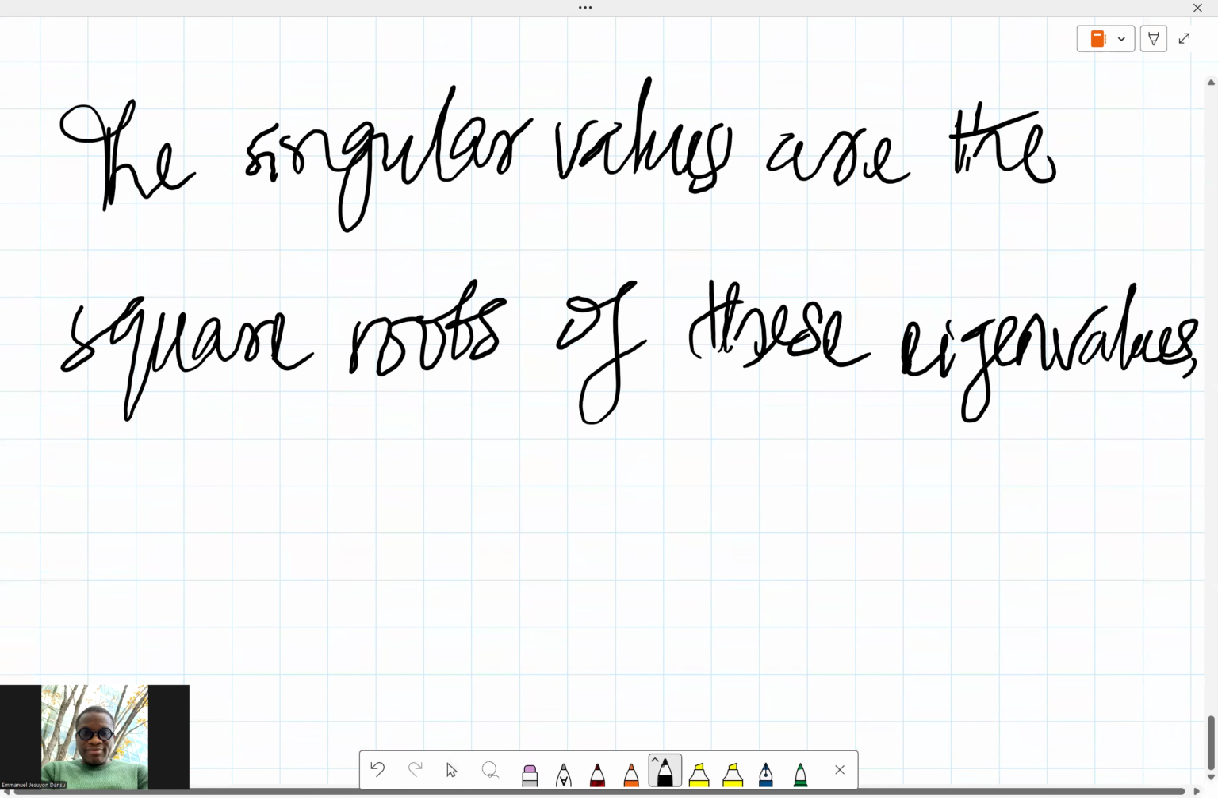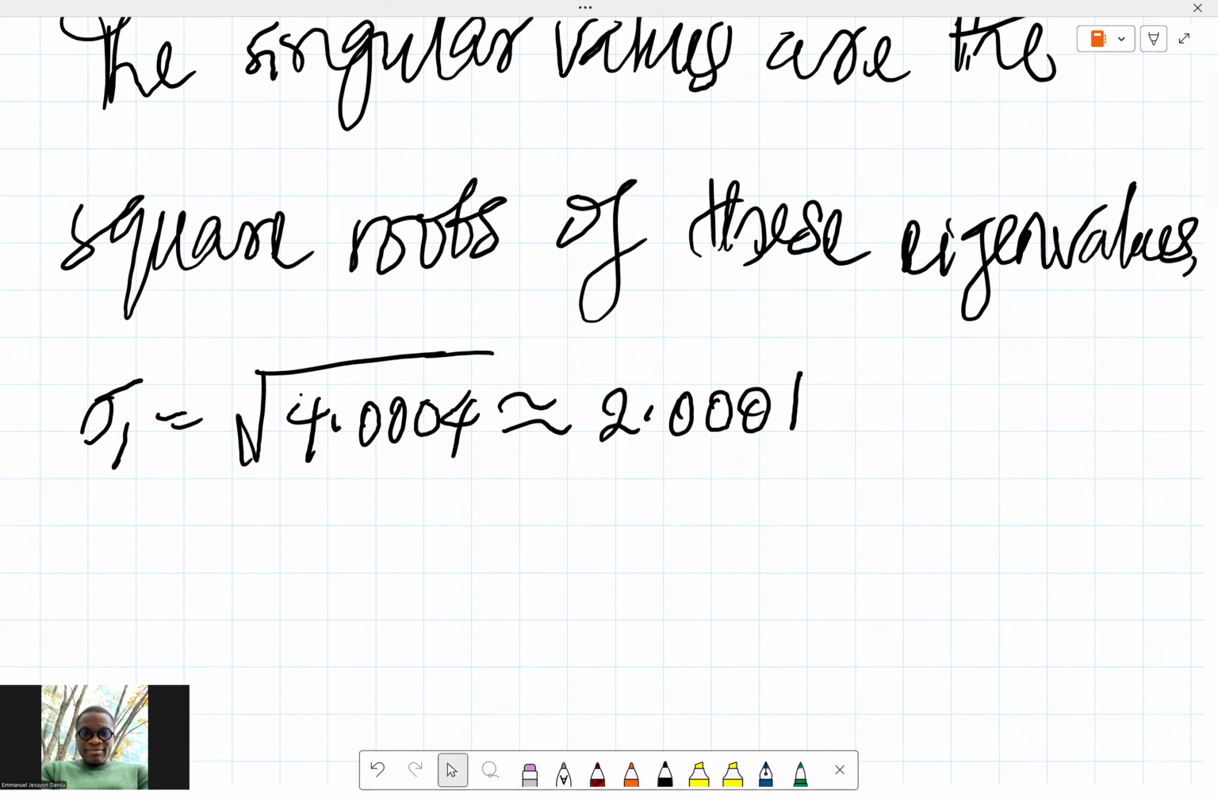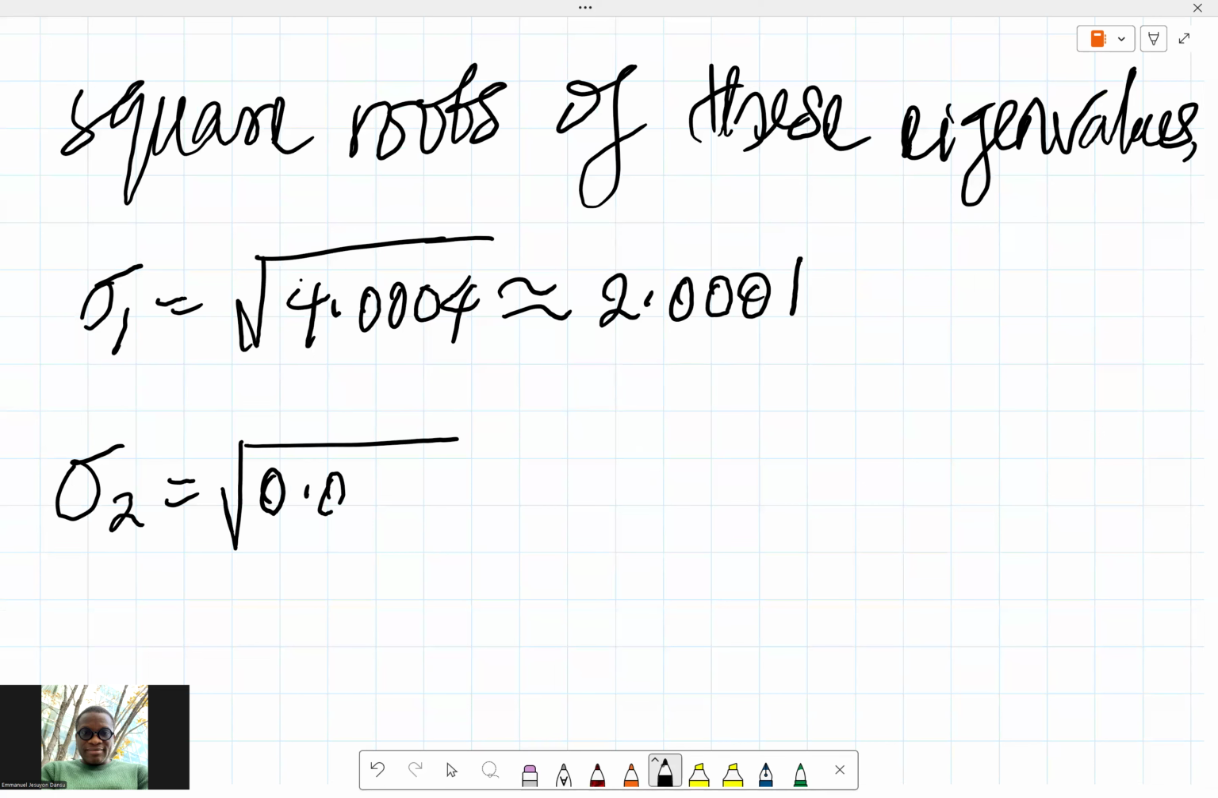So the first singular value, sigma 1, is the square root of 4.0004, which is approximately 2.0001. Then we have singular value 2, which is the square root of 0.0002. That's approximately 0.0141.